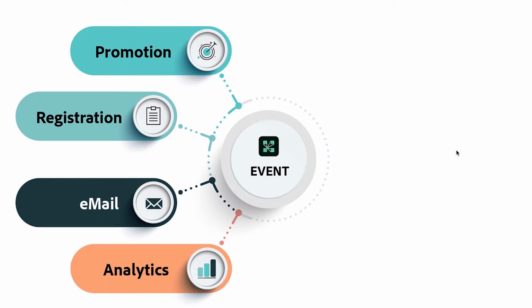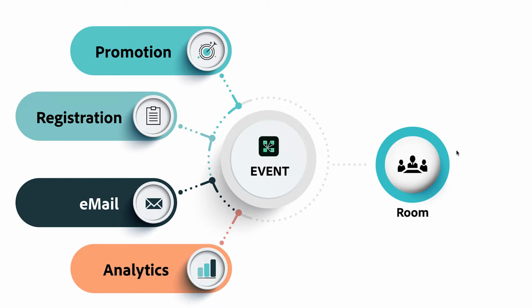So when we create an event in Adobe Connect, it really needs to point to something. And for any live session, like a webinar, that would be a room. It could be a meeting room if it was a smaller session, a seminar room if it was a large session, or even a virtual classroom if it was a training session.